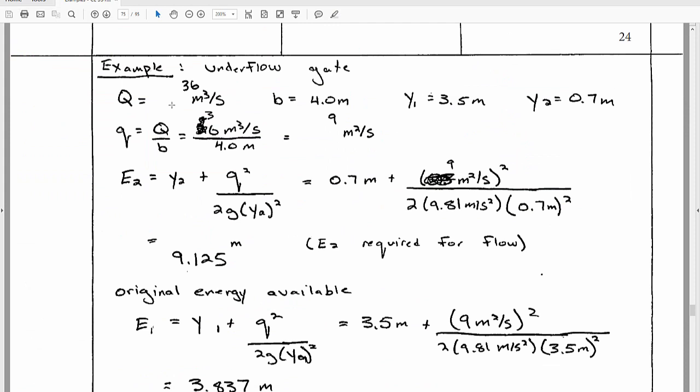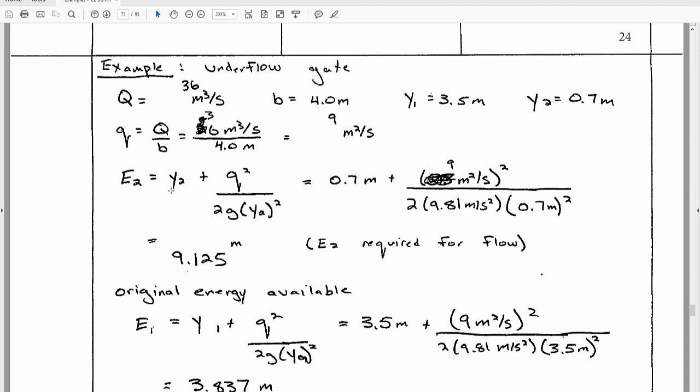Okay, so we know the flow rate is 36 cubic meters per second. The channel width is 4 meters. The original upstream depth was 3.5 meters. And after the water goes through that underflow gate, its downstream depth is 0.7 meters. Since it's a rectangular channel, we can calculate the flow per unit width, so lowercase q, 9 square meters per second.